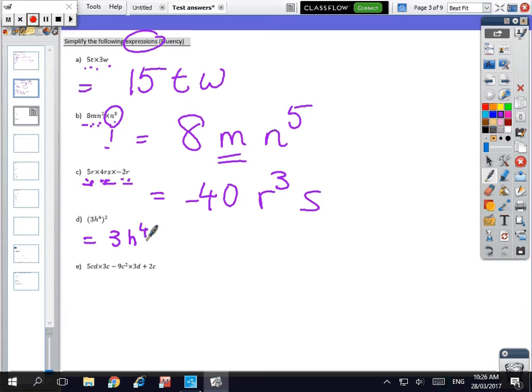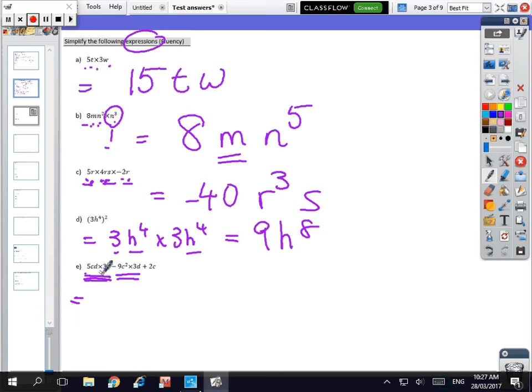Okay, next one, we'll do it the long way. So we've got 3h4 times 3h4, 3 times 3 is 9, and we've got 4 and 4, so we've got 8 h's. Now this next one, we've got a minus sign and times and pluses, so we need to do order of operations. So we need to do the times first, and then we'll add and subtract in a second.